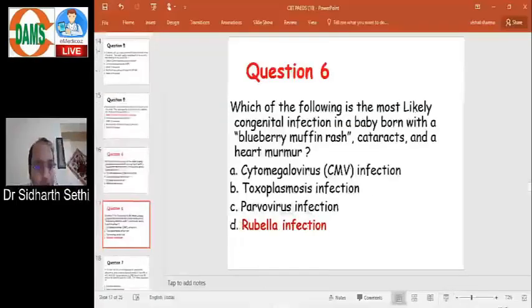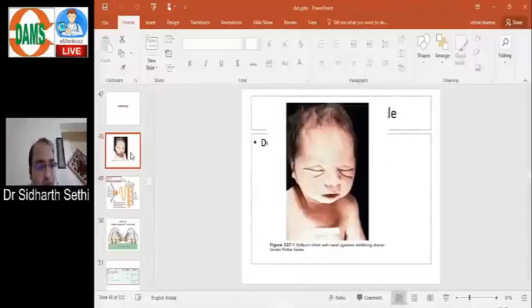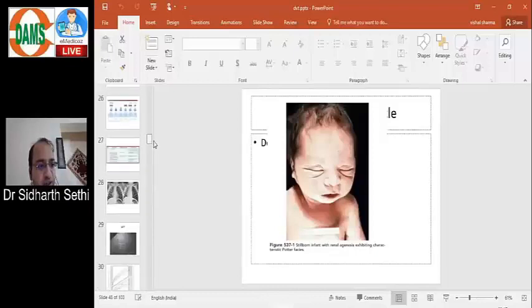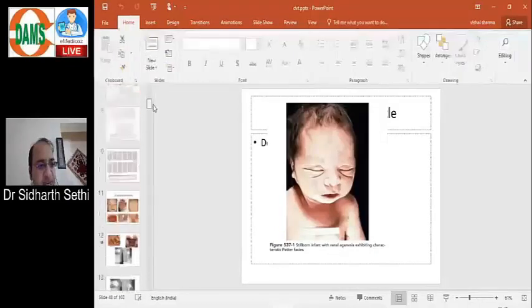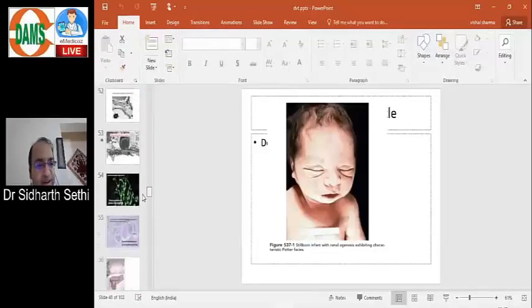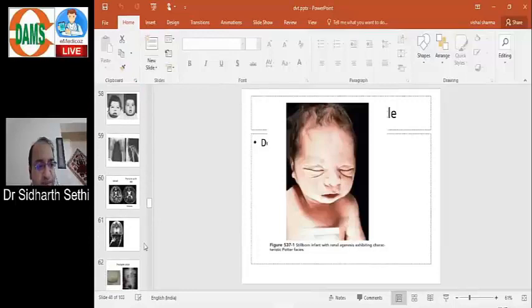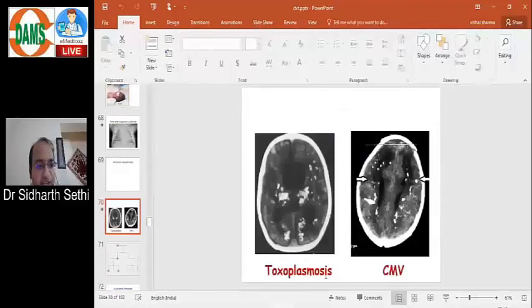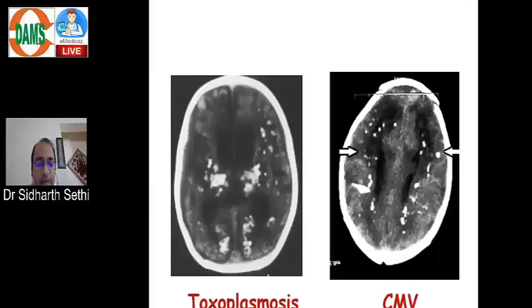Parvovirus. Now how do you differentiate CMV from toxoplasma? So remember, all of you, I'll show you a CT scan comparing CMV with toxoplasma. Now remember, both of them have intracranial calcifications. But remember that CMV has periventricular calcifications. So on your right side, you can see periventricular calcifications which can cause seizures.